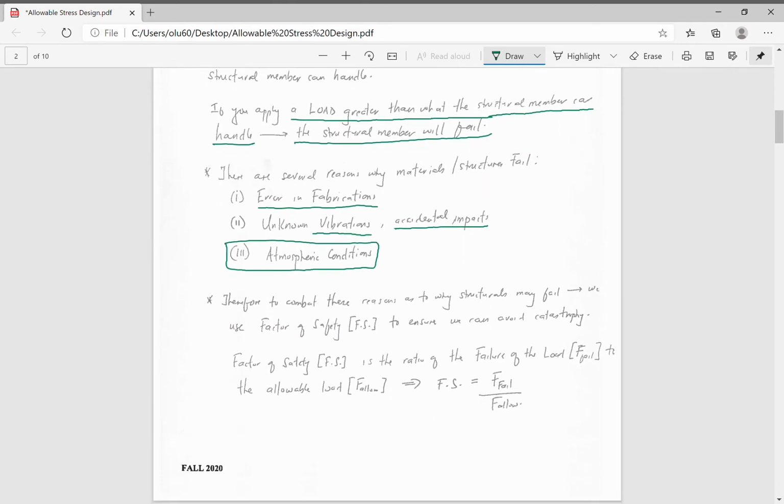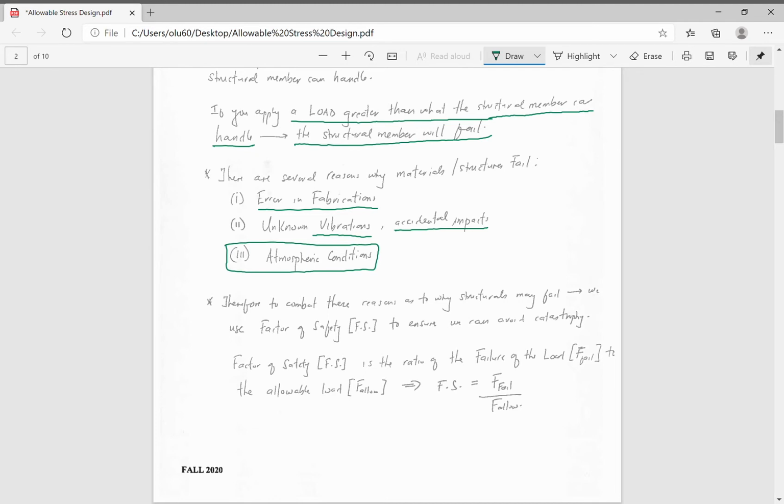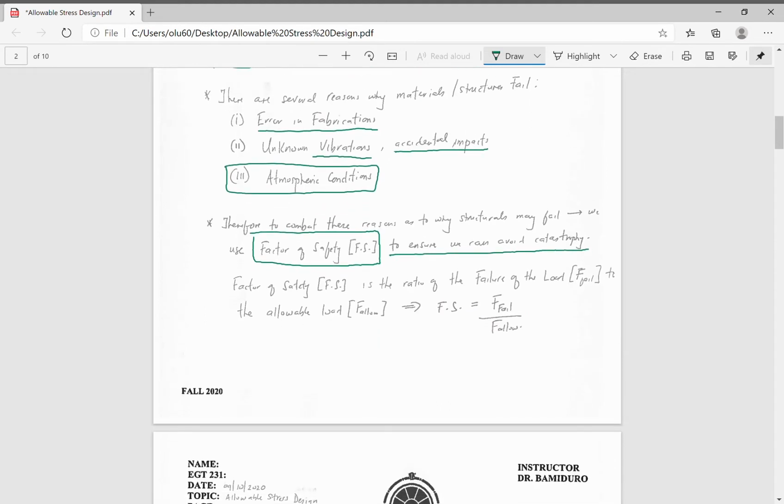So there are a host of things that you typically have to look at, but this particular section really focuses on the mechanical aspect of things, which is the load part. So in doing so, we implement what you know as a factor of safety, okay? And this helps us to ensure that we can avoid any kind of catastrophe mechanically. And the factor of safety really looks at the ratio of what is it going to take to fail the product versus what's allowable, okay?